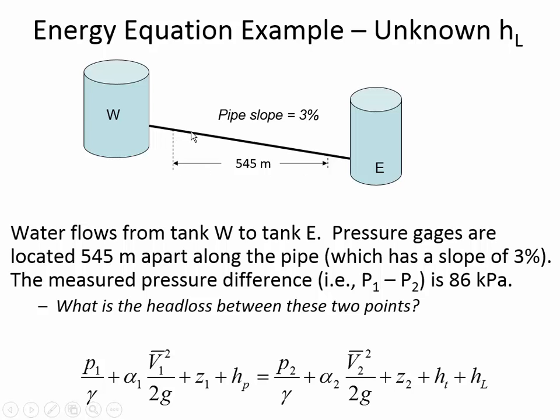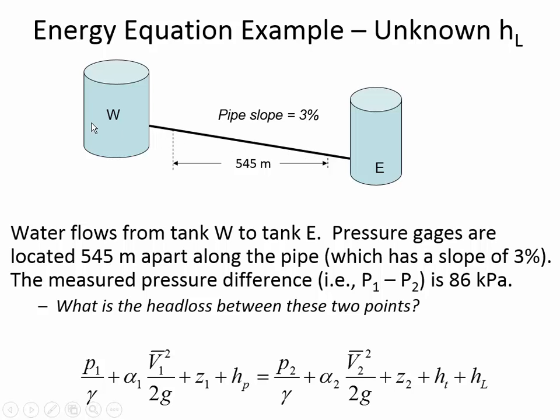We know that the pipe is sloped at 3%. That means that if we go 100 meters of length, then the elevation drop would be 3 meters. So that's how to interpret the percentages: for whatever distance horizontally, what the vertical component of that drop is. All right. So we have pressure gauges at this location and that location.